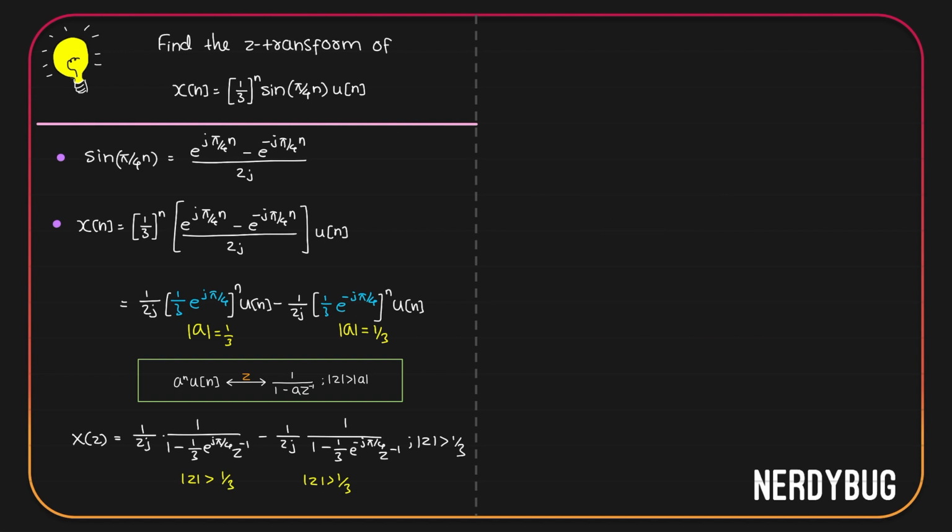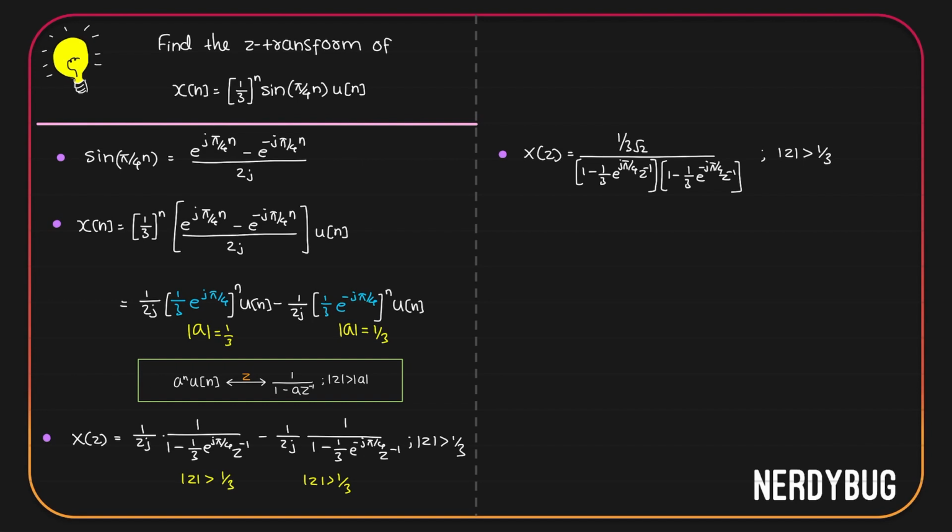Now if we add both terms, we get X(z) equal to (1/(3√2)) divided by (1 − (1/3)e^(jπ/4)z^(−1)) multiplied by (1 − (1/3)e^(−jπ/4)z^(−1)). Here the magnitude of z should be greater than 1/3.